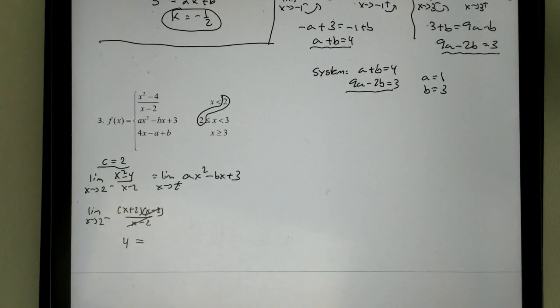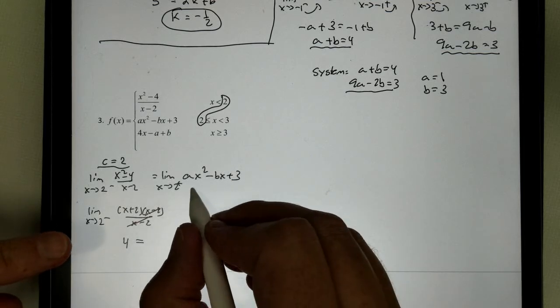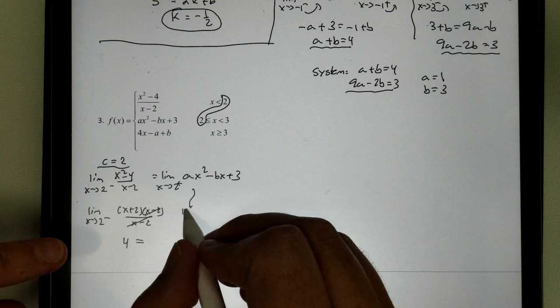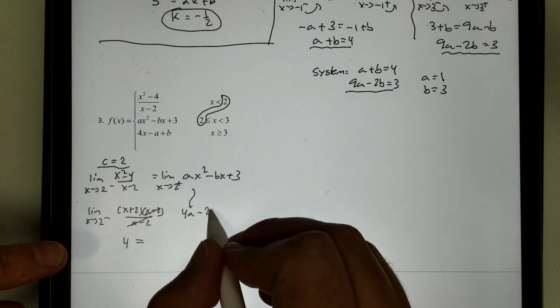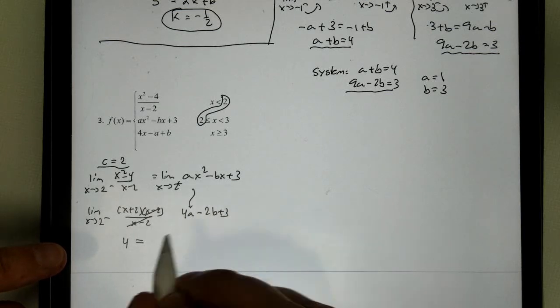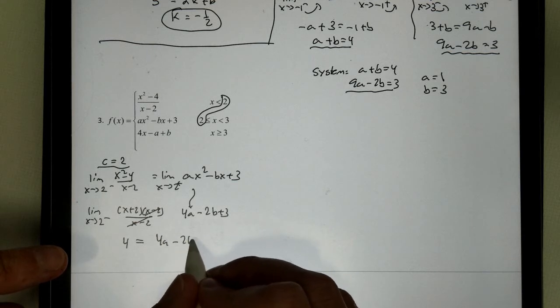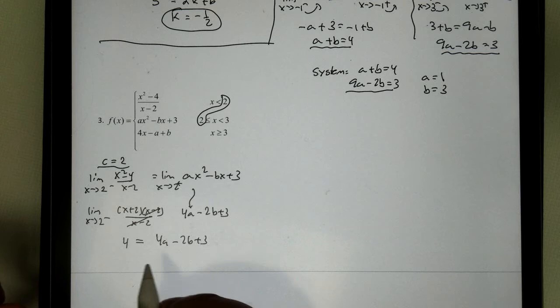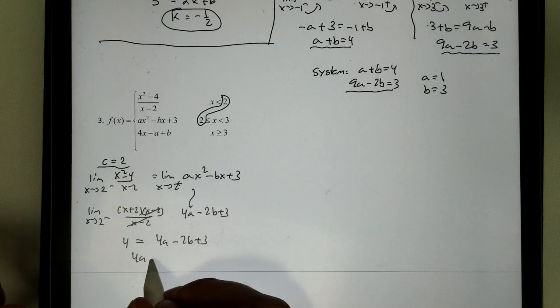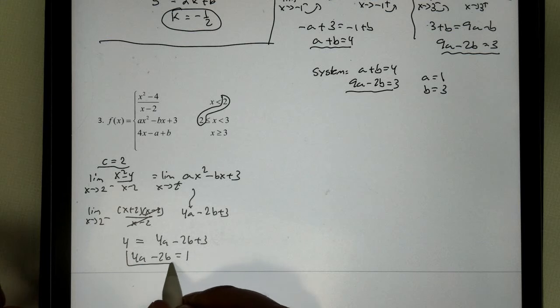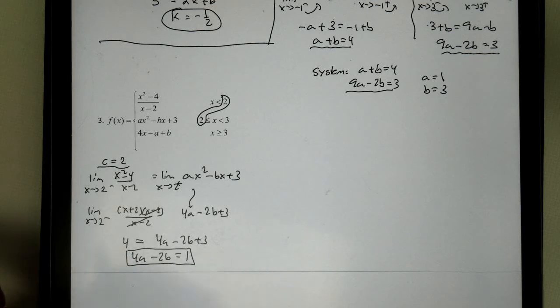Whew, that's a lot of work. Over here, I can just substitute in, and that's going to become 4a minus 2b plus 3. So I'm going to write that out here: 4a minus 2b plus 3. And if I simplify it, I get 4a minus 2b equal to 1. And there's my first equation right there. Not my answer, but my first equation.